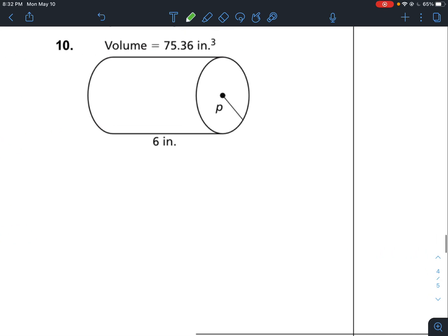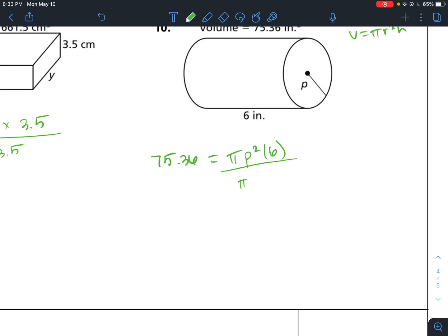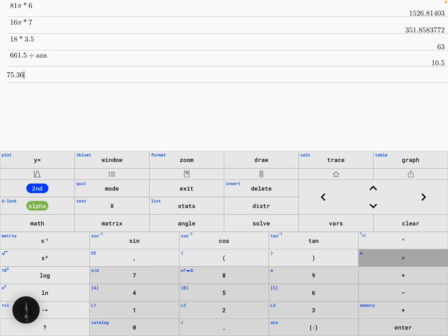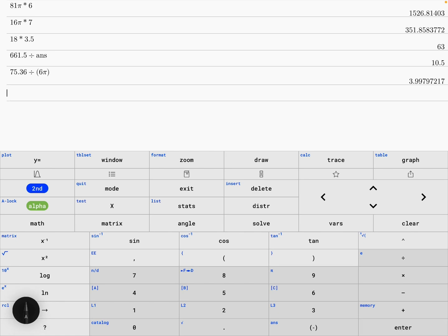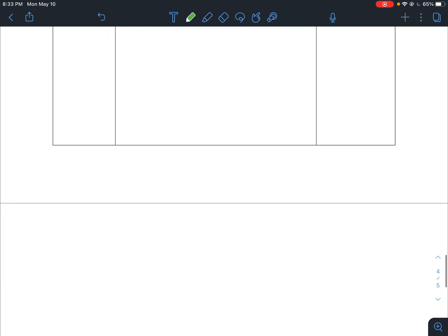Okay, and then for 10, given that the volume is 75.36, and this is a cylinder, and we know the volume of a cylinder is pi r squared times by the height. So you can see that the radius is p. So we have pi times by p squared times by the height of the cylinder, which would be 6. So we're solving for p squared. So we need to divide by 6 pi on both sides. So 75.36 divided by 6 pi. And we get pretty much 4. So we get p squared is equal to 4, so then p has to be equal to about 2 inches. Okay. Alright, that should pretty much do it for 11.4.